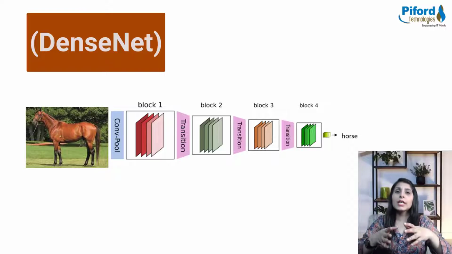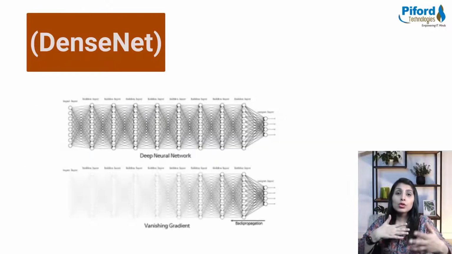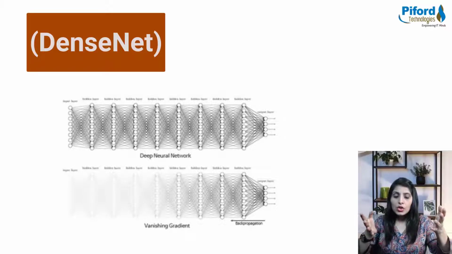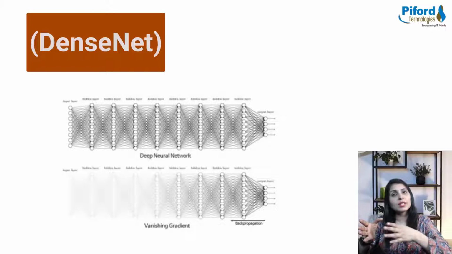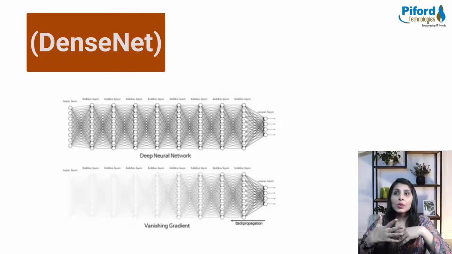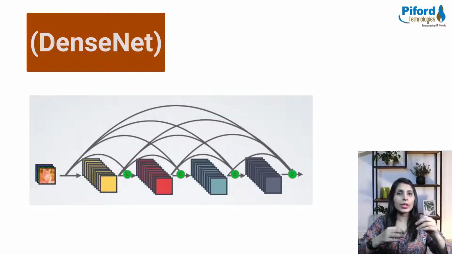This vanishing gradient problem is a very common problem in deep neural networks, and a deep neural network simply means we have lots of hidden layers between the input layer and the output layer. Due to this longer path between the input layer and the output layer, information vanishes before reaching its destination. DenseNet overcomes this vanishing gradient problem and provides high accuracy compared to other convolutional neural networks by simply connecting every layer directly with each other.